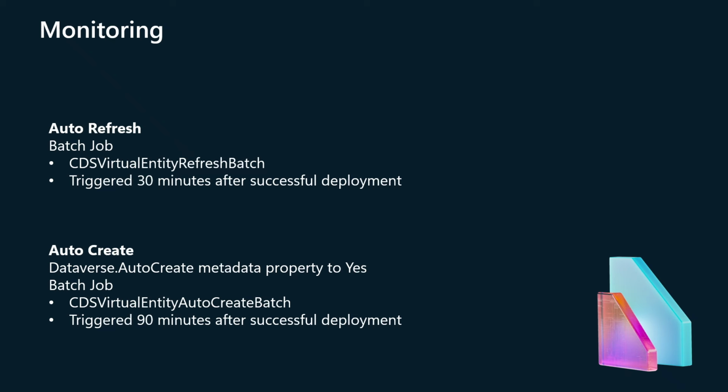You can monitor the status of the auto-create or auto-refresh batch jobs by using the existing batch jobs page. For auto-refresh, when the package is deployed in Finance and Operations apps, it triggers an X++ batch job, CDS virtual entity refresh batch. This batch job, as mentioned, is triggered 30 minutes after successful deployment of the feature package. For auto-create in Finance and Operations apps, the user must, of course, set the Dataverse auto-create metadata property to yes, as shown in the demo, and then after a successful deployment, the batch job CDS virtual entity auto-create batch will be triggered after 90 minutes. After a failure, the auto-create and auto-refresh batch jobs are automatically retried 3 times.